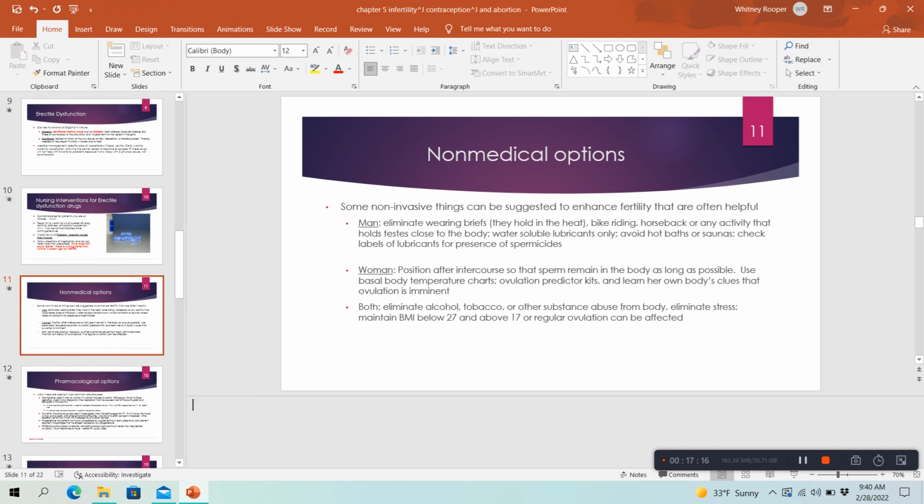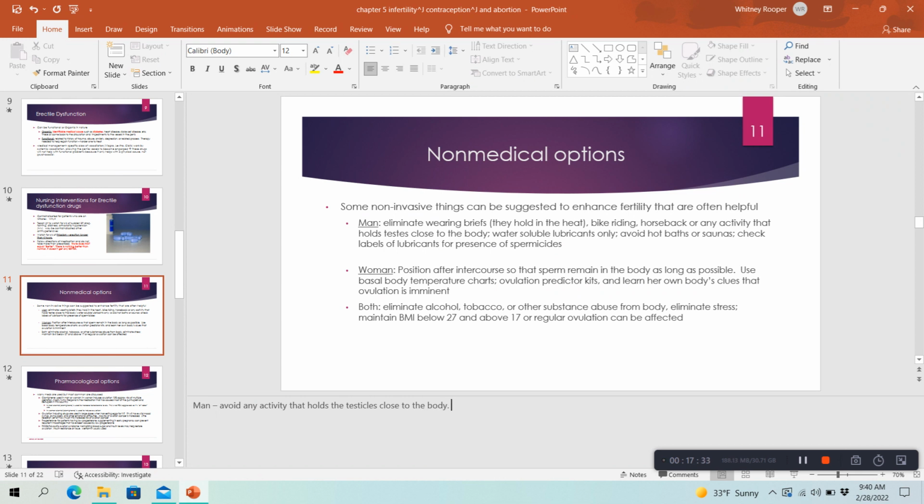Use water-soluble lubricants only, because you need to check the bottle and make sure they do not have a spermicide in it. There are some lubricants that have spermicides in them. So you want to make sure you check that and make sure you're not using something that's actually killing sperm.